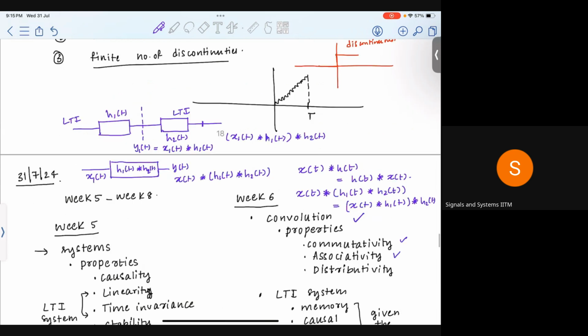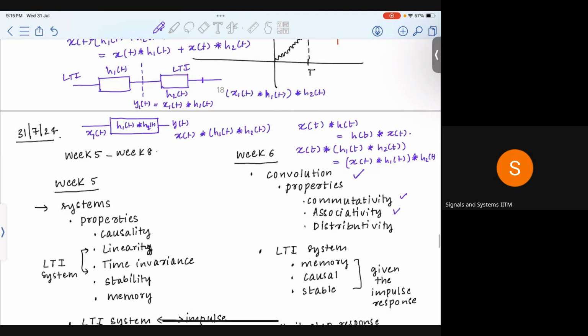Likewise, distributivity: x of t convoluted with h1 of t plus h2 of t is x of t convoluted with h1 of t plus x of t convoluted with h2 of t. Okay, properties are simple, but for convolution you guys need to practice more and more problems.